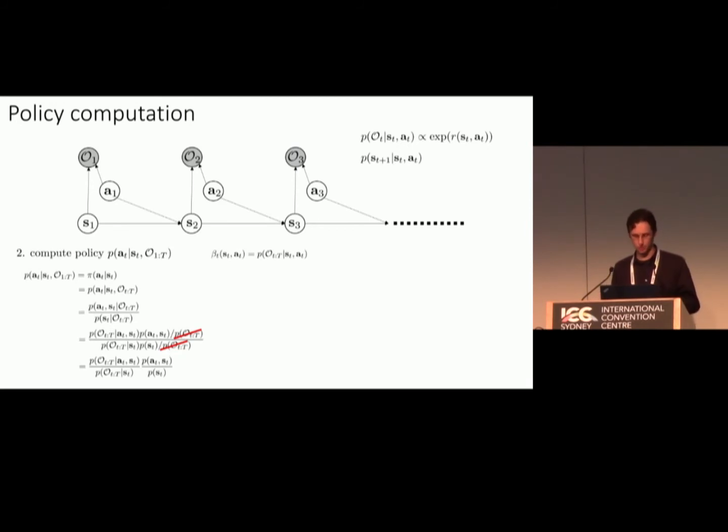Recall that the backward message is exactly the top part of this ratio, and the state backward message is the bottom part. And the second ratio is just p of a given s. That's the prior probability of an action, which, as we discussed before, is just a constant. So that means that you can write out this policy simply as the ratio of the state action backward message divided by the state backward message. Okay, that's kind of interesting.